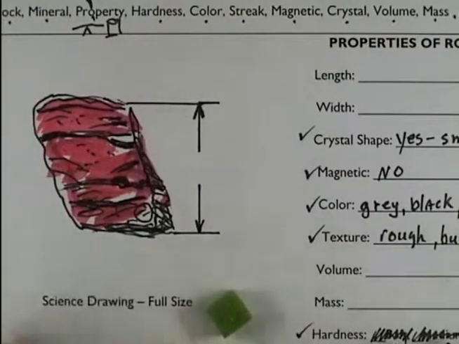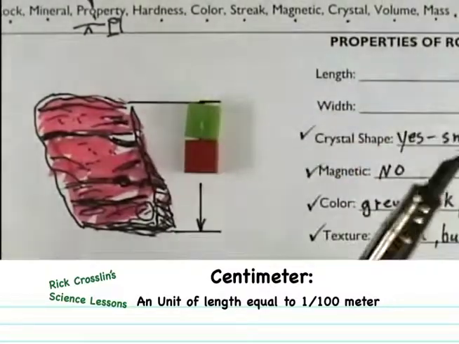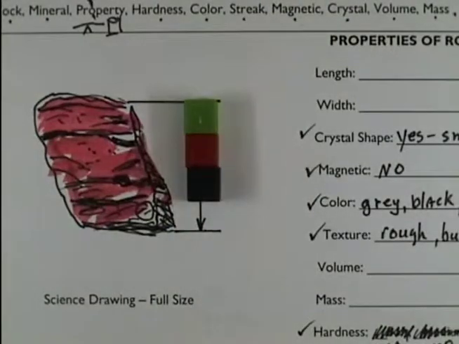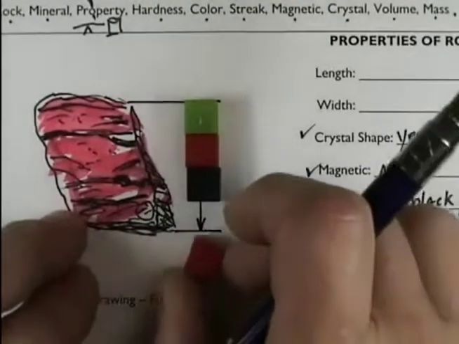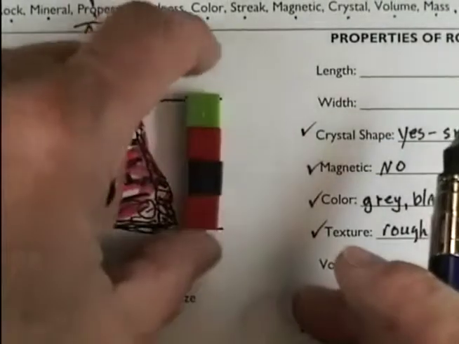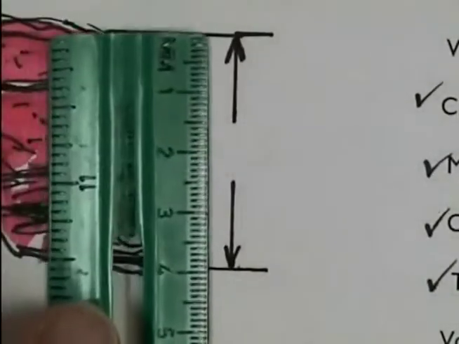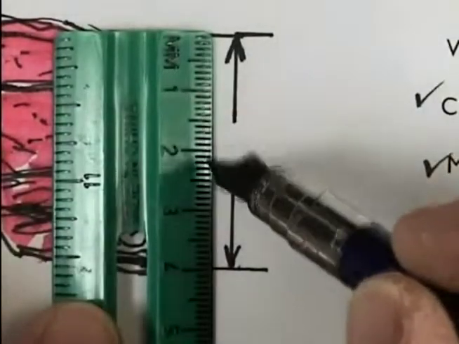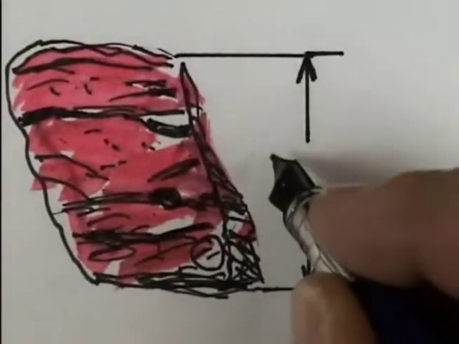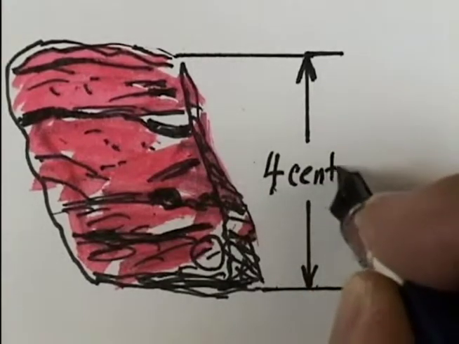on the rock. So here's some centimeter cubes. Let's see, there's 1 centimeter, 2, 3, 4 centimeters. So that's 4. I can confirm that with my ruler. 1, 2, 3, 4. So make out how easy it is to make this drawing and then to write in here 4 centimeters.